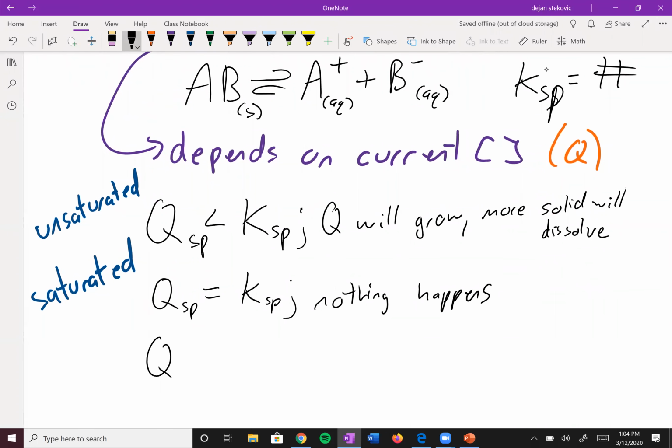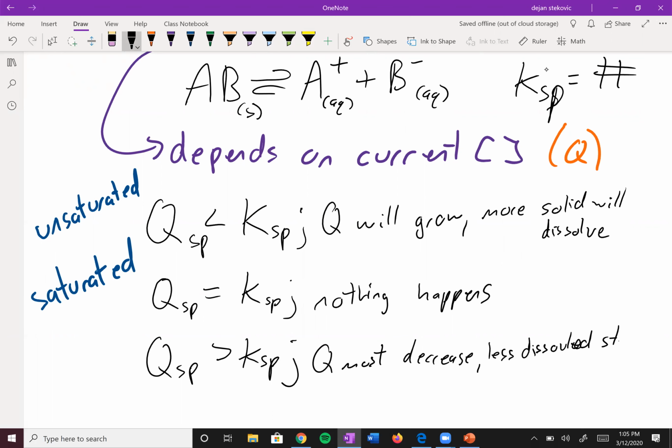And then the final scenario, if Q is greater than K, what's going to happen to the numerical value of Q? It's going to decrease. So Q must decrease. And since Q is equal to the concentration of A plus and B minus, what's going to happen to the concentration of A plus and B minus? They're going to get smaller. And if they're getting smaller, what's happening physically? You're forming a precipitate. Stuff is coming out of solution. We're going towards the left side of the equilibrium, towards the solid. So we need less dissolved stuff, and so this leads to a precipitate forming.